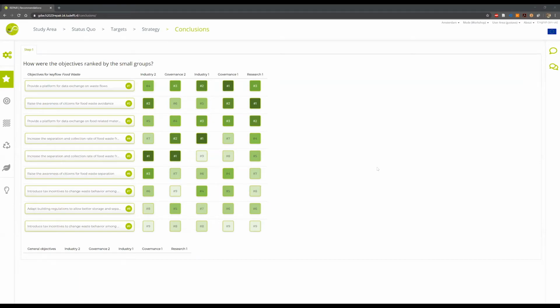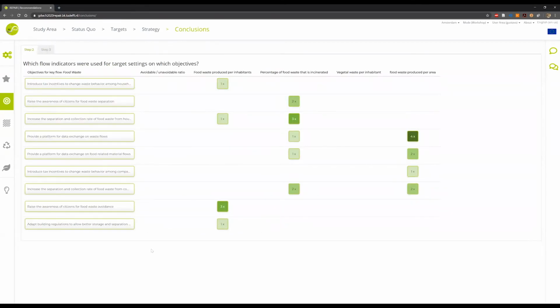Here on the screen, we can see how the GDSE presents a comparison of how the group ranked and prioritized the circular economy objectives in the city of Amsterdam. We see here 5 small groups representing industry, governance, and research organizations that participated in a pool workshop. In this screen, we see a comparison of how the groups set their targets for circular economy goals and to what extent the goals were achieved with the strategies they developed.